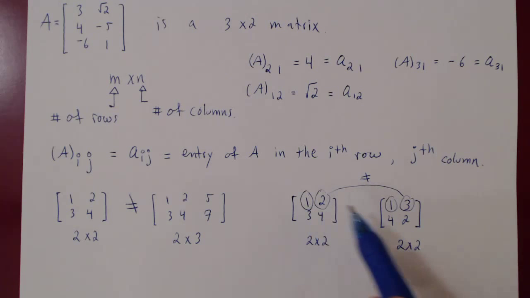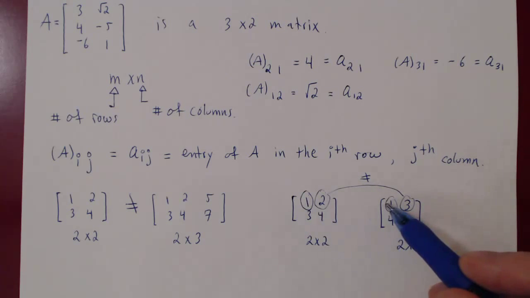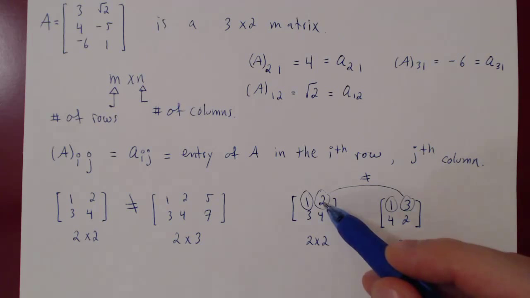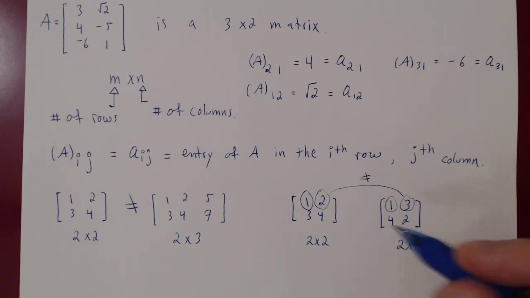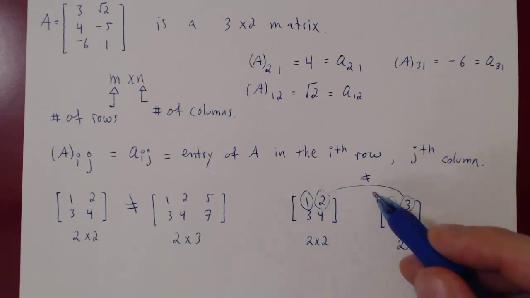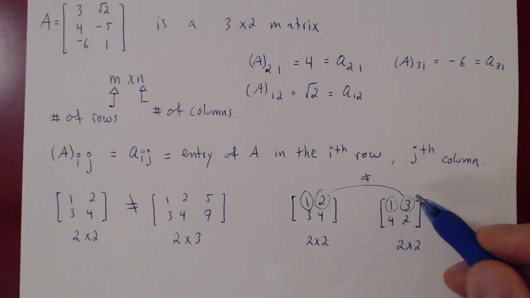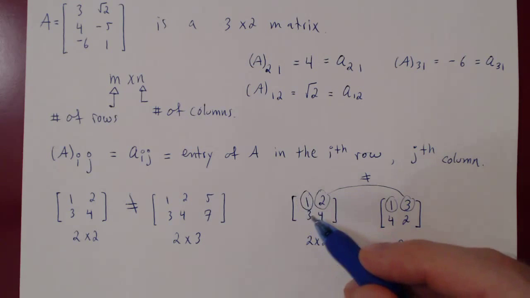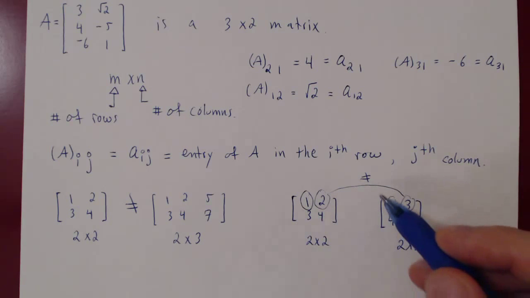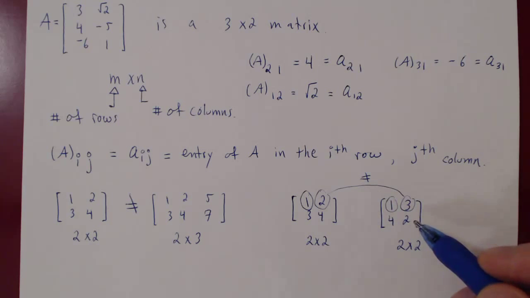We need to have not just the same elements, the same entries, but the same, and the key word here, corresponding entries. So because the 2 here is in row 1, column 2, the 2 should be here as well. The 3 here is in row 2, column 1. It should be in row 2, column 1 here as well. And the 4 here is in row 2, column 2. It should also be here in row 2, column 2.